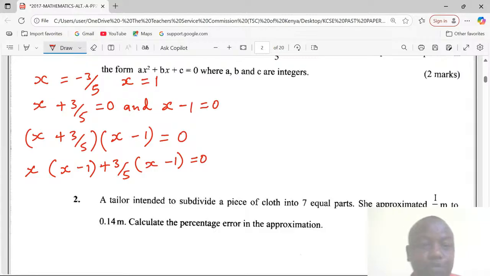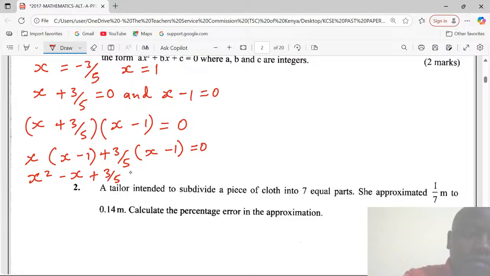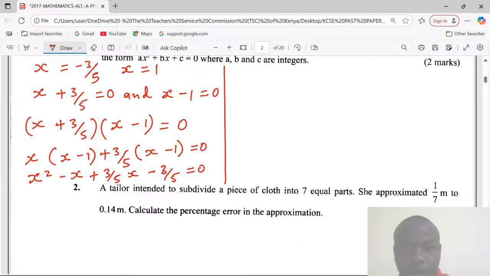Then we can expand by opening the brackets. x squared, then minus x after multiplying by 1, plus 3/5 x minus 3/5. This is equal to 0. So now we can arrange the equation, group terms where possible, as we look forward to the final answer.